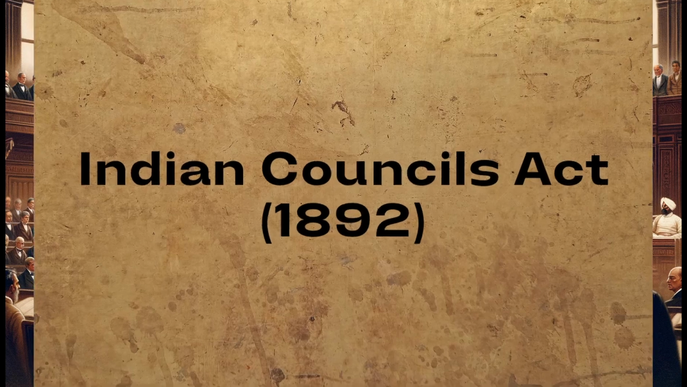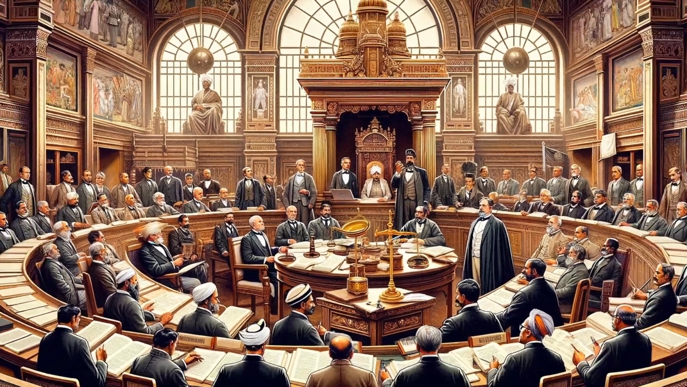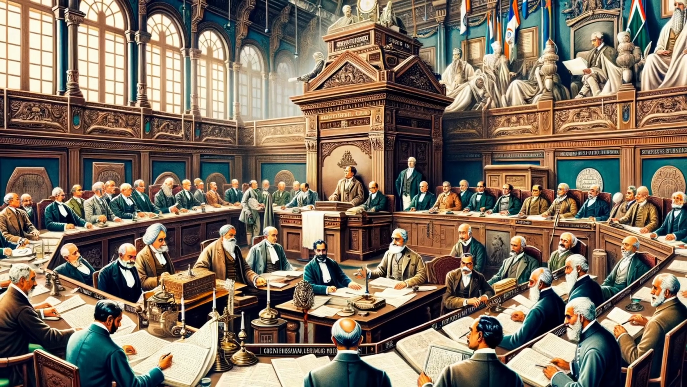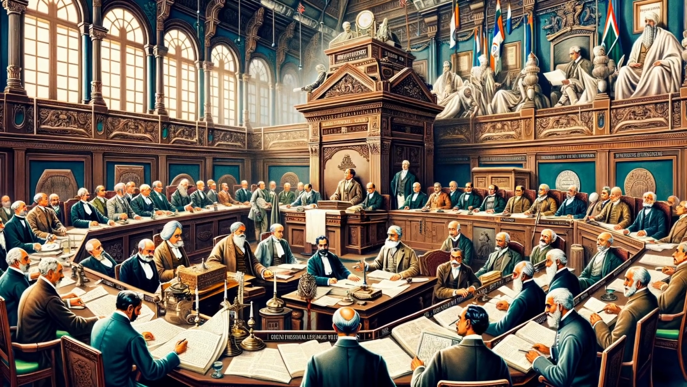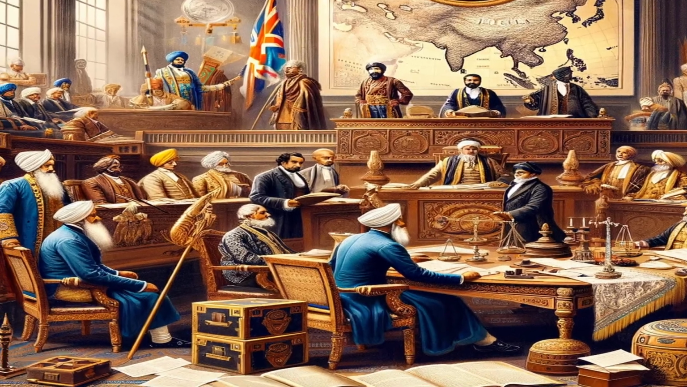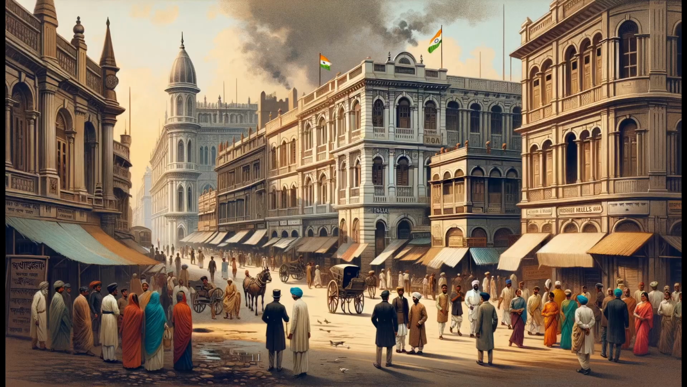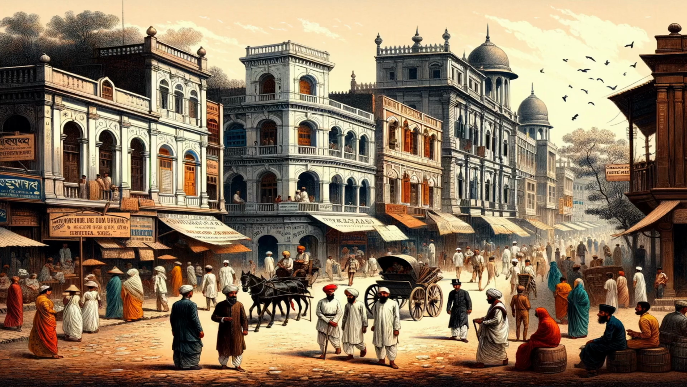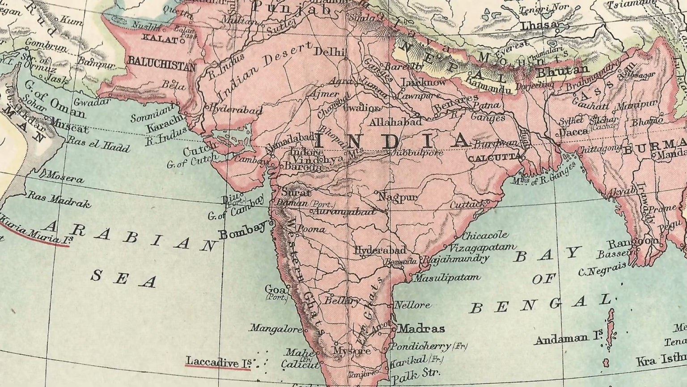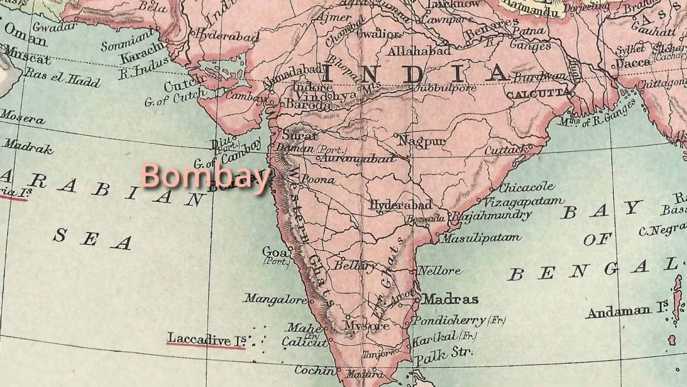Under this act, the Legislative Council of the Governor General was expanded to include additional members, with half of them being non-official members. The Legislative Council gained the power to create laws and regulations for various aspects of governance, both within and outside British India. The Act also restored the legislative powers to the presidency governments of Bombay and Madras.